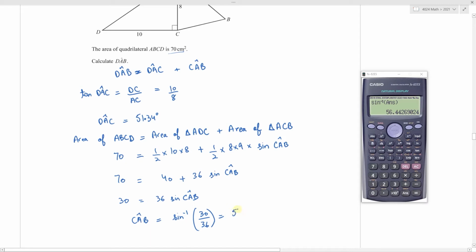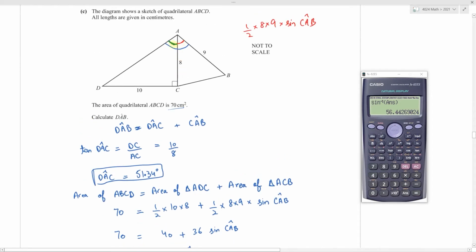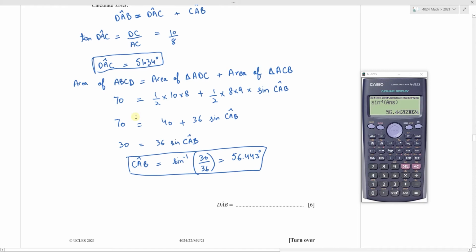56.443 degrees. So we know angle CAB, we know angle DAC. So this is red and green, and if we add them together, we will find this angle DAB, which was asked in the question.